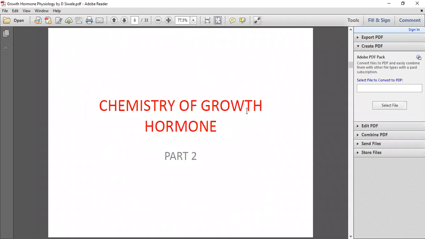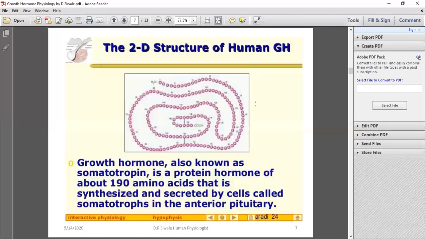You are able to see this part too? Yes, sir. Okay, the chemistry of growth hormone. Just to understand the chemistry of growth hormone, because we said these can also be used as synthetic drugs. Growth hormone is also known as somatotropin. It's a protein.